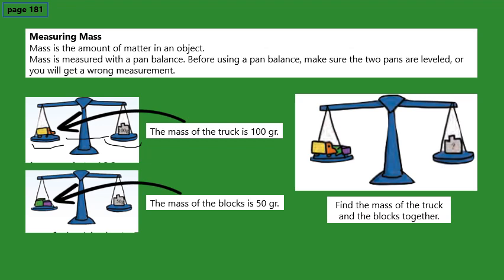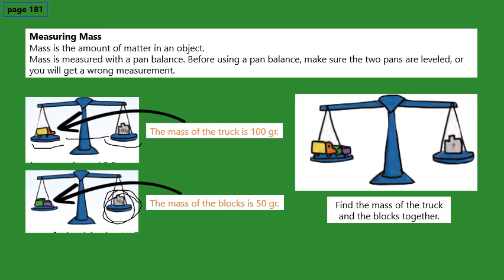Take a look. We have a truck on one side and we have a 100 grams weight. So the weight or the mass of the truck is 100 grams. The mass of the truck is how much? Good job, 100 grams. What about the blocks? Take a look at the blocks. The mass of the blocks is 50 grams. We can read it. So the mass of the blocks is 50 grams.